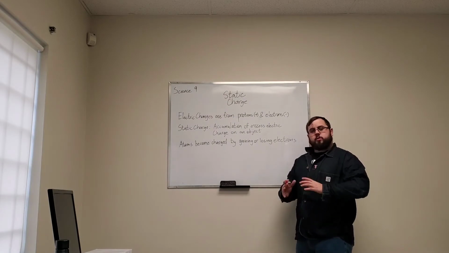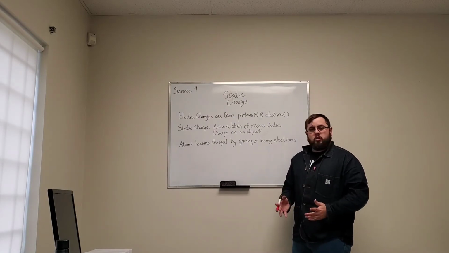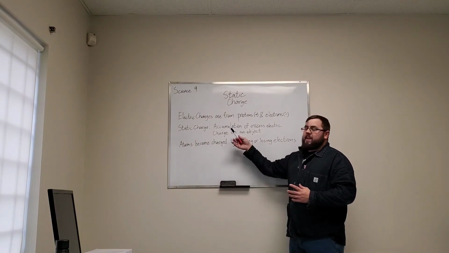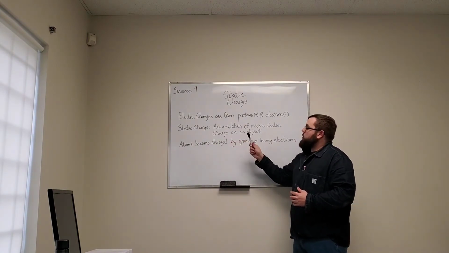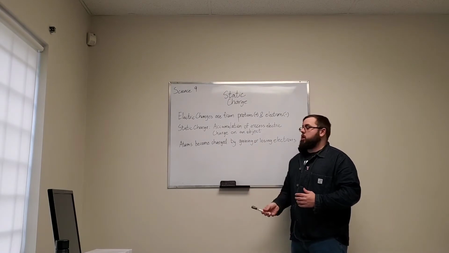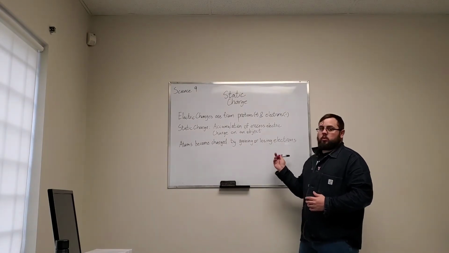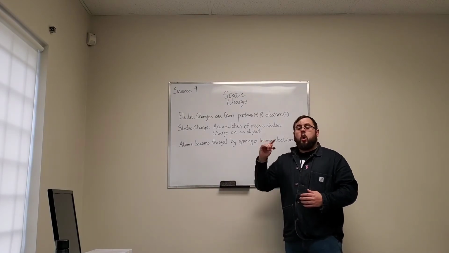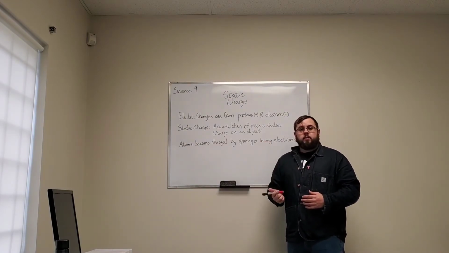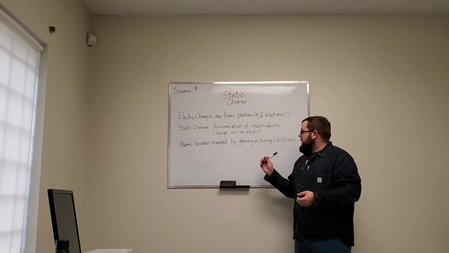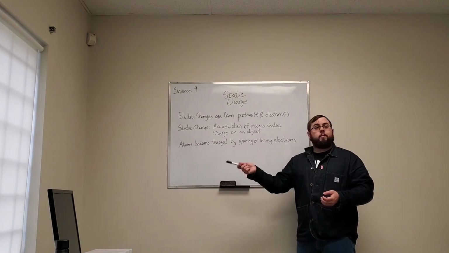Most objects are just purely neutral. There's no charge on them. But once we charge something, it gets excess charge, and then it will have static charge. Atoms become charged when they gain or lose electrons, because electrons orbit all of the atoms. We can't take away protons because they're inside the nucleus. But the electrons can sometimes go from atom to atom.